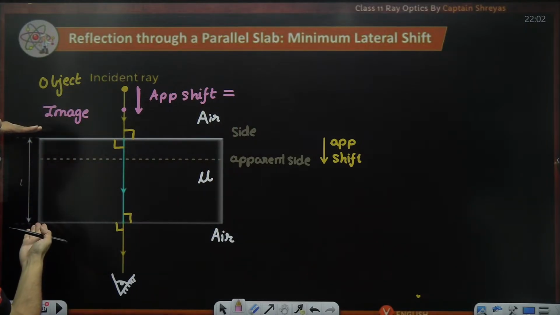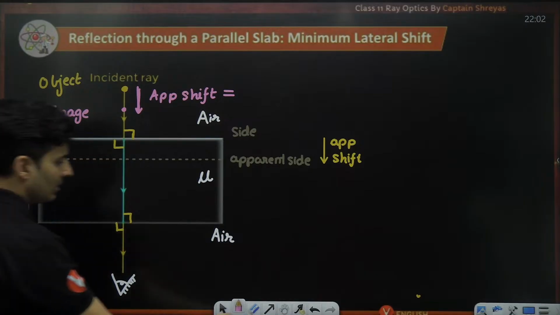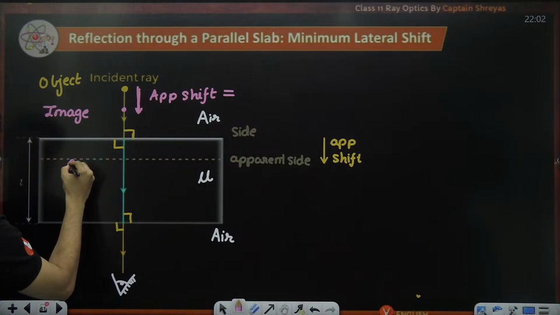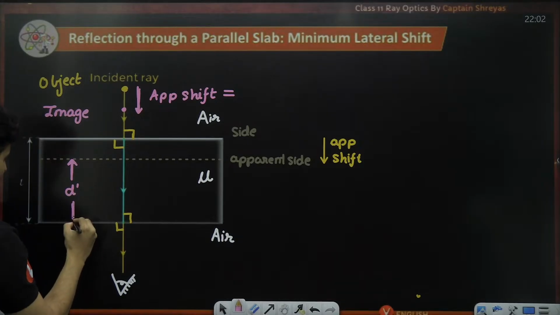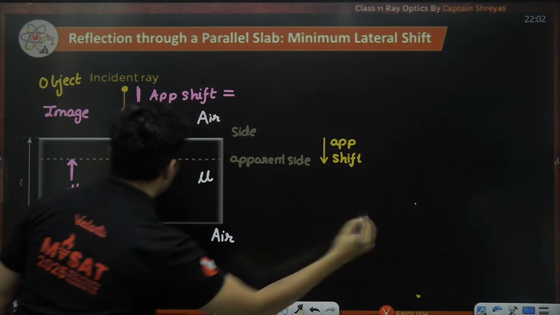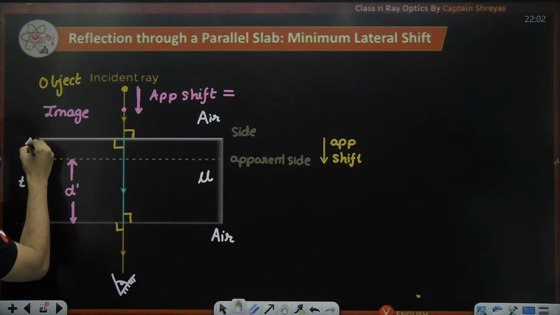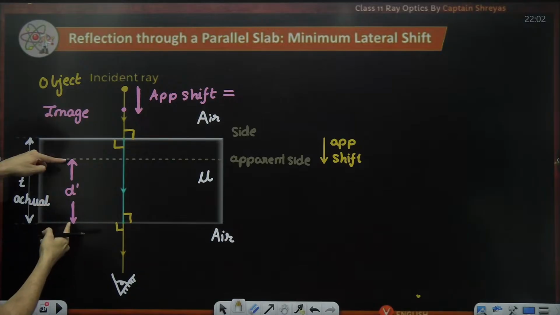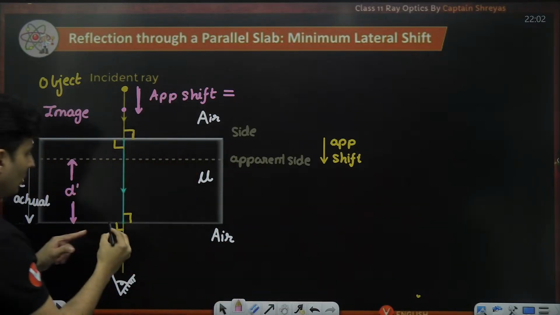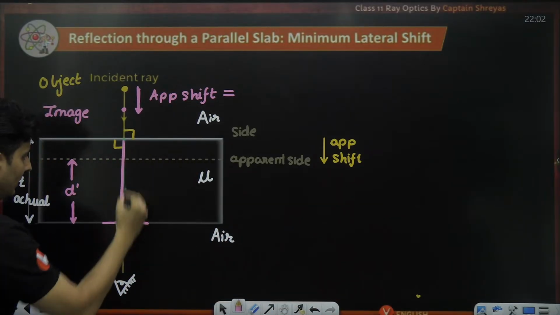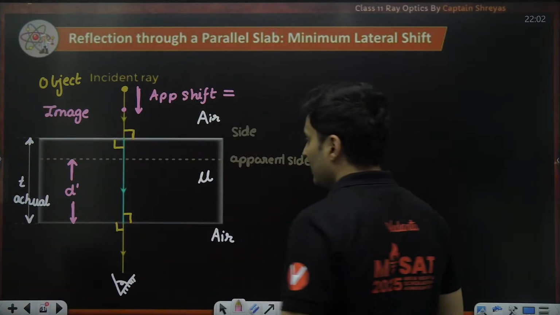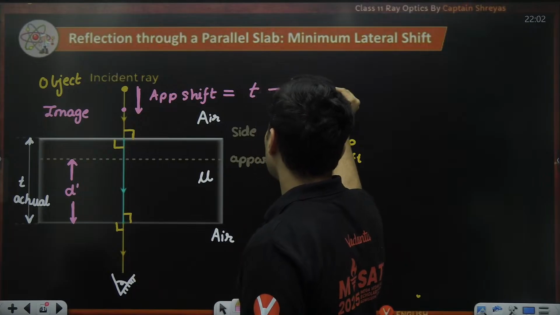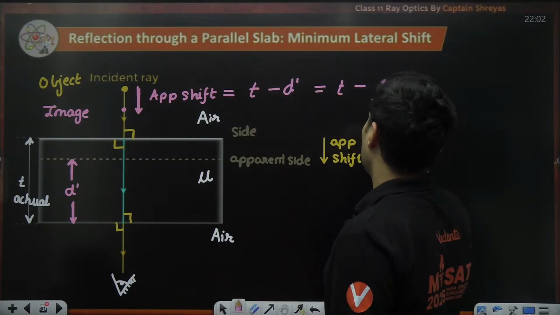It will be this width minus this width. Now obviously this one will be your apparent depth. This was your actual depth. This was your apparent depth. Always remember, from the surface you measured all the depths, correct? So that is the reason why apparent shift will be actual minus the apparent, but apparent is actual by mu.